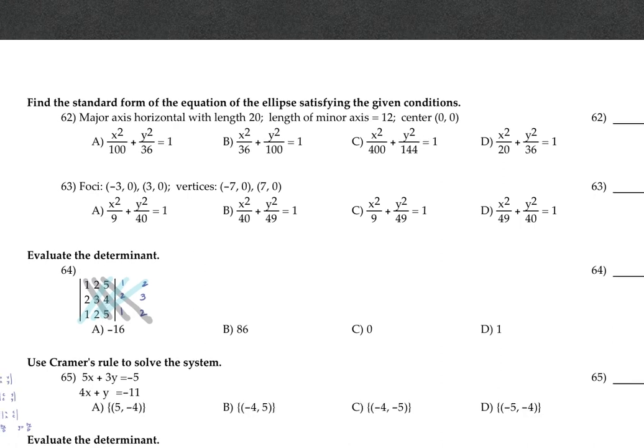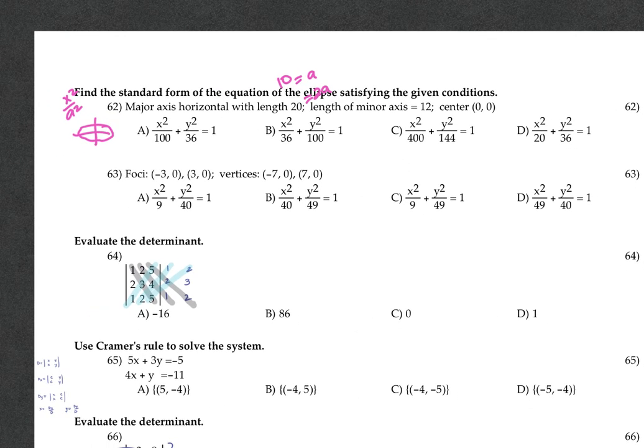All right, so looking at number 62, it says the major axis horizontal. So if it's horizontal, that means it's wider than it is tall, which means that this is going to have the a squared under the x squared. The axis length is 20, so 2a would equal 20, and a is 10. So now already we know it's x squared over 100. And then the minor axis being 12 means this is 2b, and b is 6, which means the y squared gets the 36. The center is 0, 0, so it stays like that. And then we're looking for that answer choice, which is a.